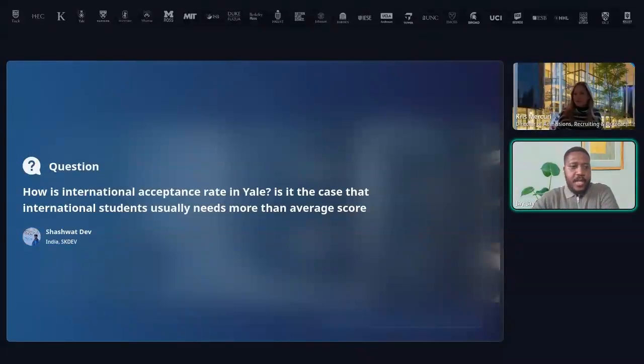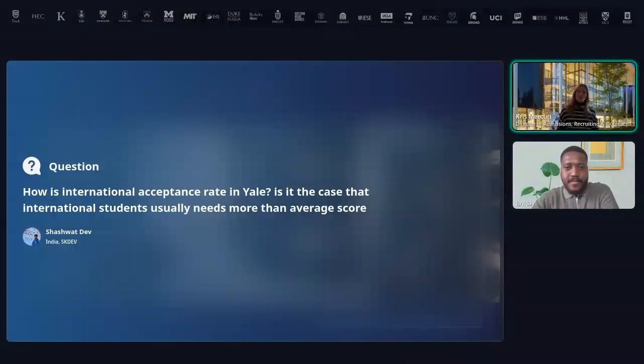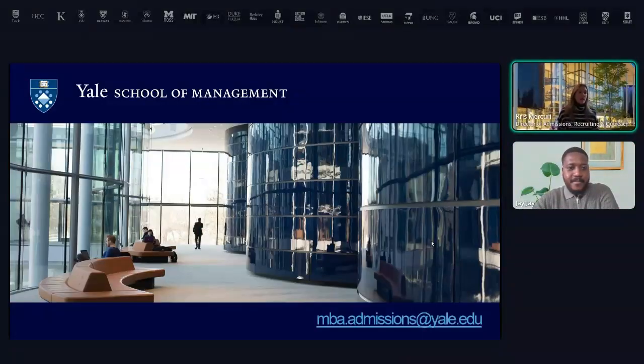Okay, so Shashwat is asking, how is international acceptance rate at Yale? Is it the case that international students usually need more than the average score? So I don't know the international acceptance rate at Yale. And acceptance rates aren't really helpful, to be honest.